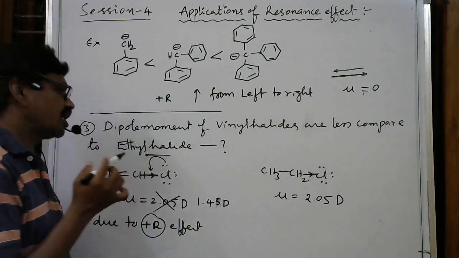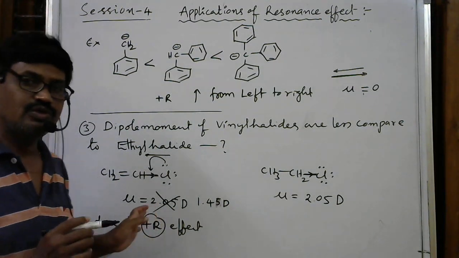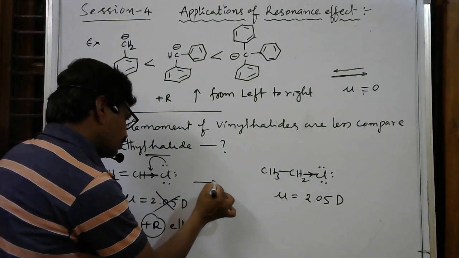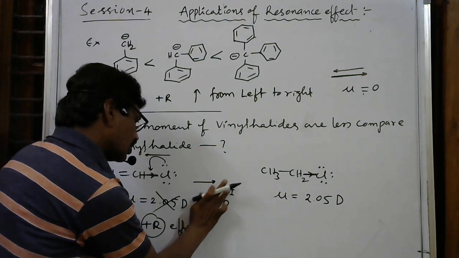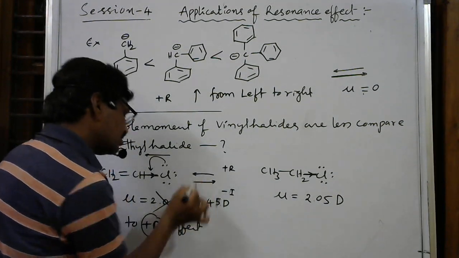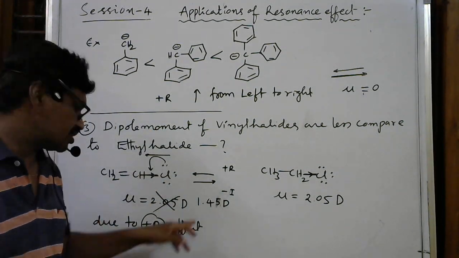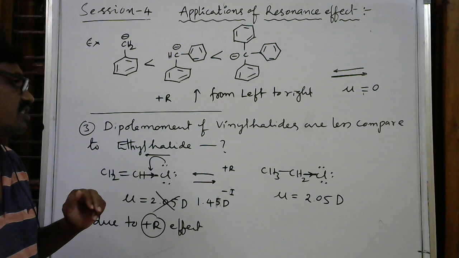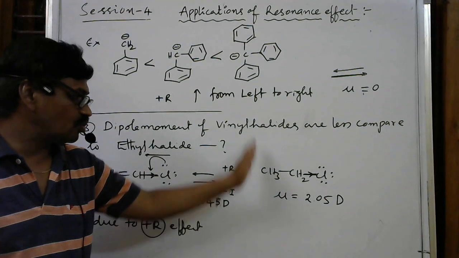So why is the dipole moment of vinyl halides less compared to ethyl halide? This is the question. The reason is the plus R effect. Here there is a bond moment in both directions. In the beginning it moves towards chlorine because of the minus I effect, due to the greater electronegativity of chlorine, and because of the plus R effect it again comes towards this side. So because of both directions, the bond moments are somewhat compensated. After compensation we got 1.45 D. So this explanation also we have to remember. The dipole moments of vinyl halides are less compared to ethyl halides because of the plus R effect, and ethyl chloride has more because of the inductive effect alone.